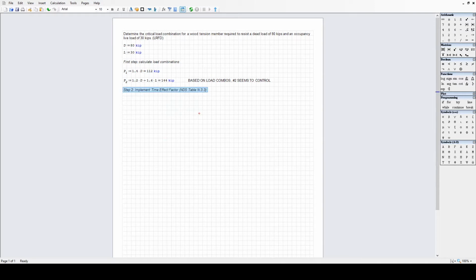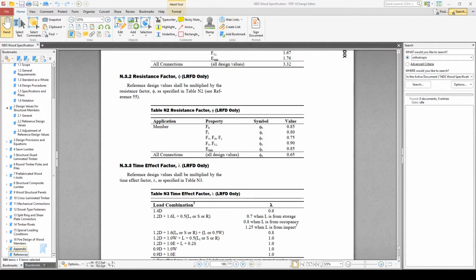Let's jump on over there and take a look at that again really quickly. Our time effect factor varies based on the load combination, and it's our lambda value here. It's key to remember that this is going to be multiplied by our resistance, and I'll explore that back on the SMath sheet. For the first combination, we're going to be using a lambda value of 0.6. For the second one, if you remember from the problem statement, it said we're looking at an occupancy live load, so we're going to be using 0.8.